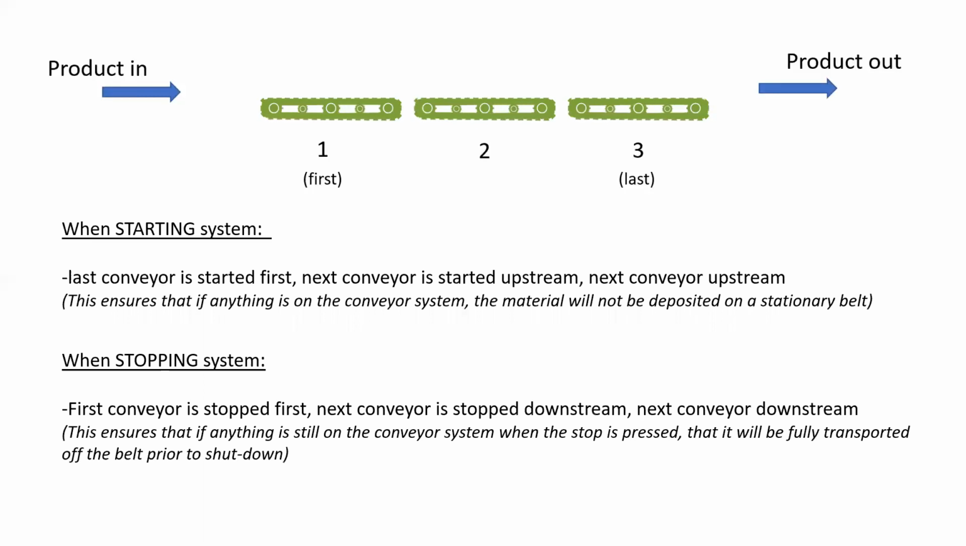When we stop the system, the first conveyor is stopped first. The next conveyor is then stopped downstream and the next conveyor downstream from that. And this ensures that if anything is still on the conveyor system when the stop is pressed, it will be fully transported off the belt system entirely prior to being shut down.